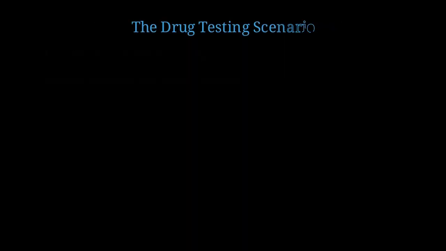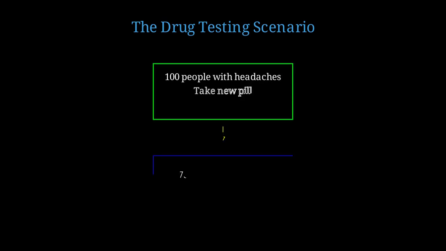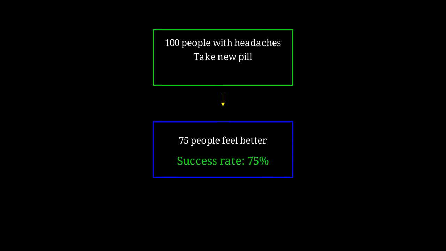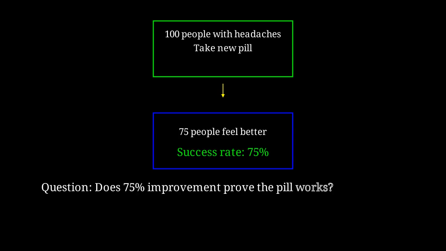Let me give you a concrete example. Imagine you're testing a new headache medication. You give 100 people with headaches this new pill, and after 30 minutes, 75 of them report feeling better. So 75% of people felt better after taking the pill. Does this prove the pill works? This is the critical question. Can we conclude that the pill caused the improvement?